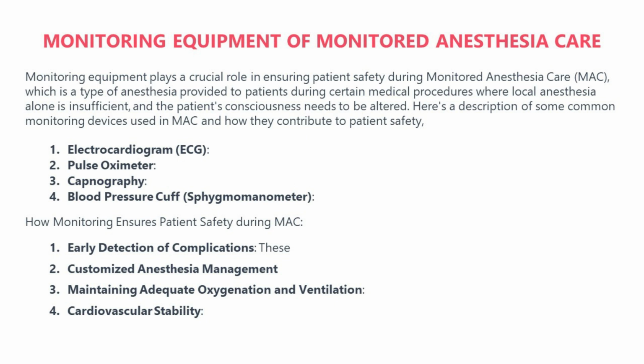3. Maintaining adequate oxygenation and ventilation. Pulse oximetry and capnography help ensure that the patient receives sufficient oxygen and that their ventilation is adequate, reducing the risk of hypoxia or hypercapnia. 4. Cardiovascular stability. ECG and blood pressure monitoring help assess the patient's cardiovascular status, allowing the detection of irregularities or trends that may necessitate intervention to prevent adverse cardiac events.